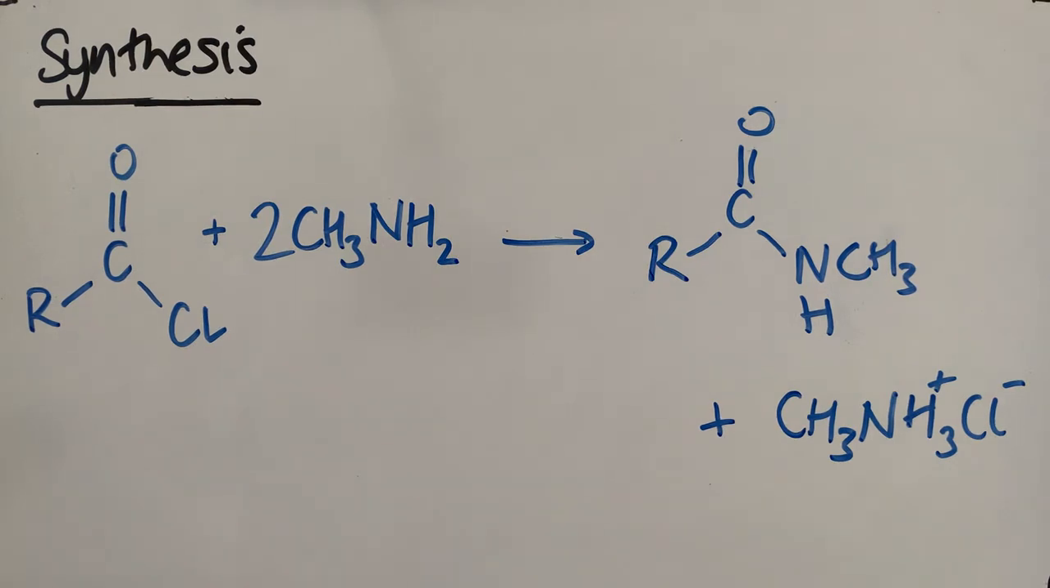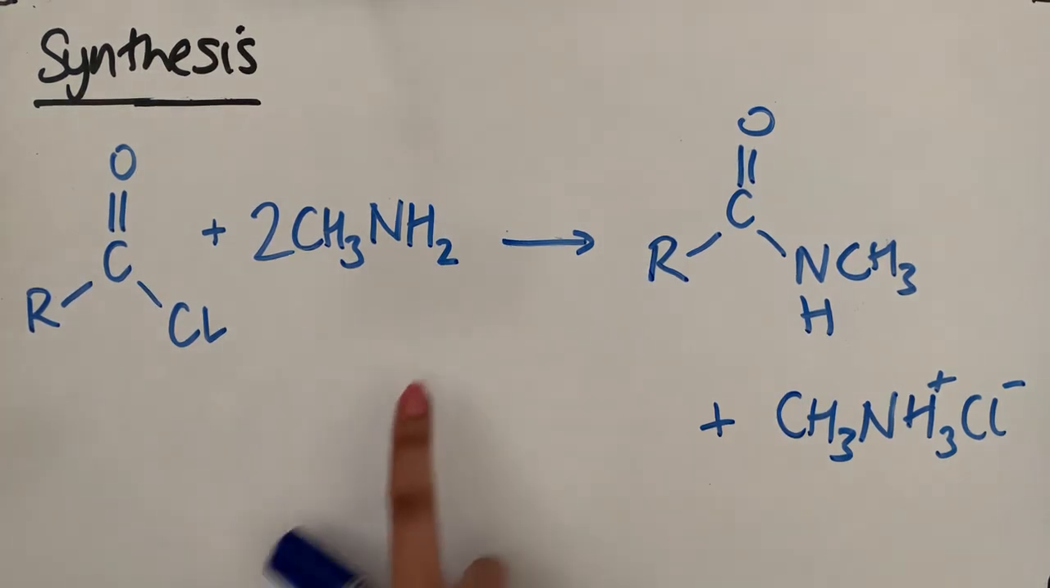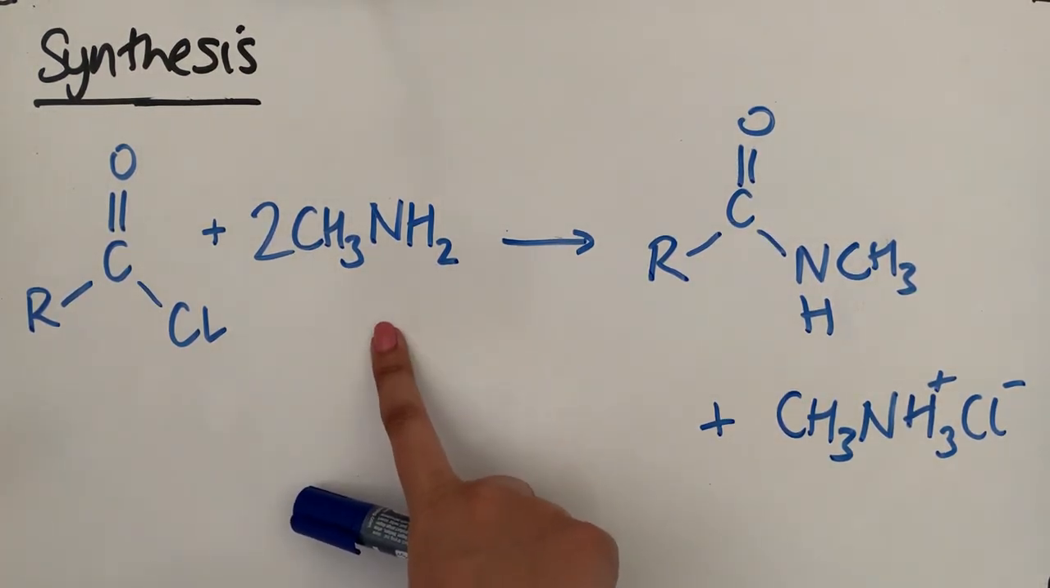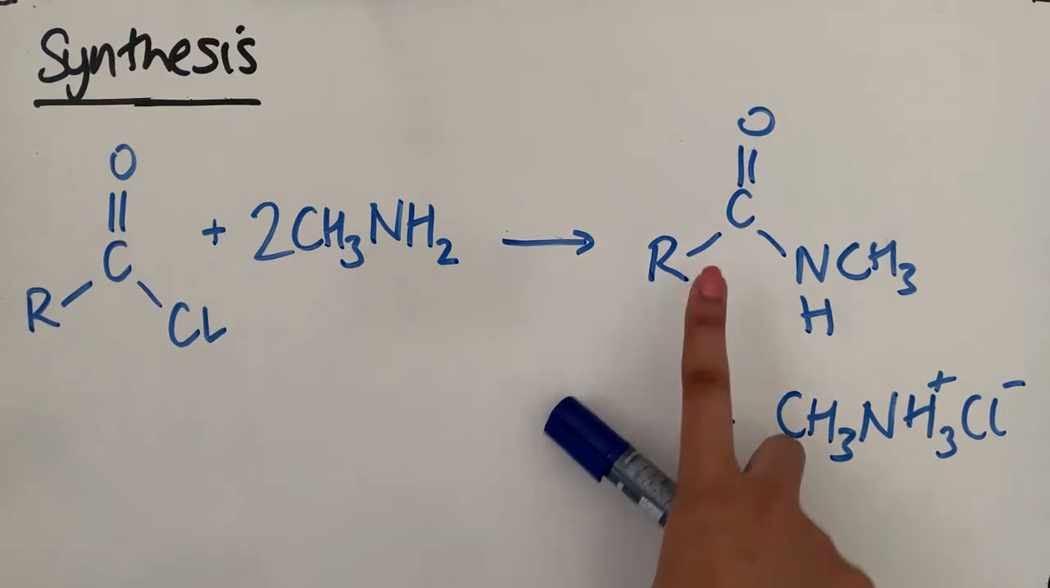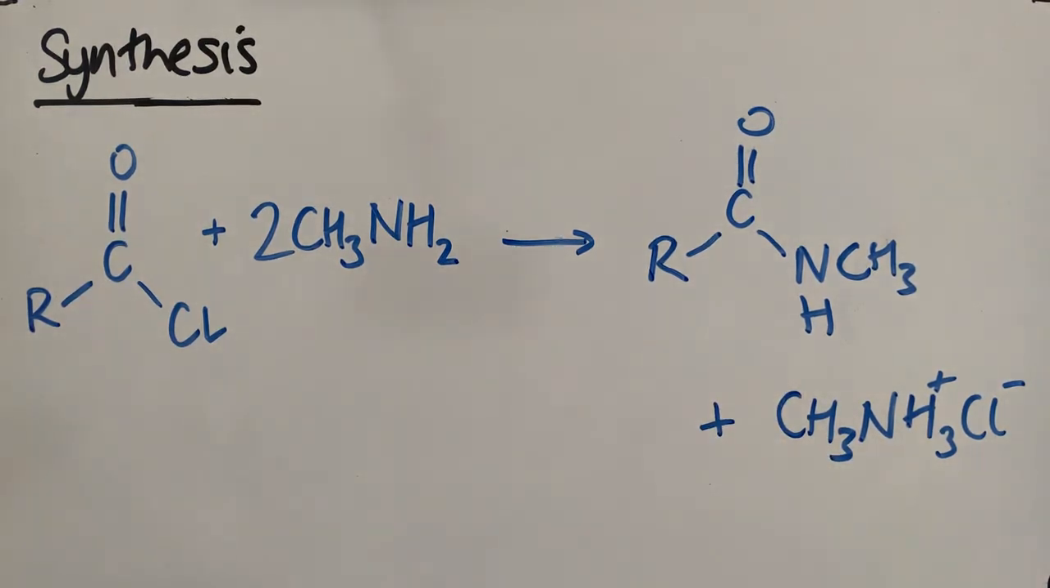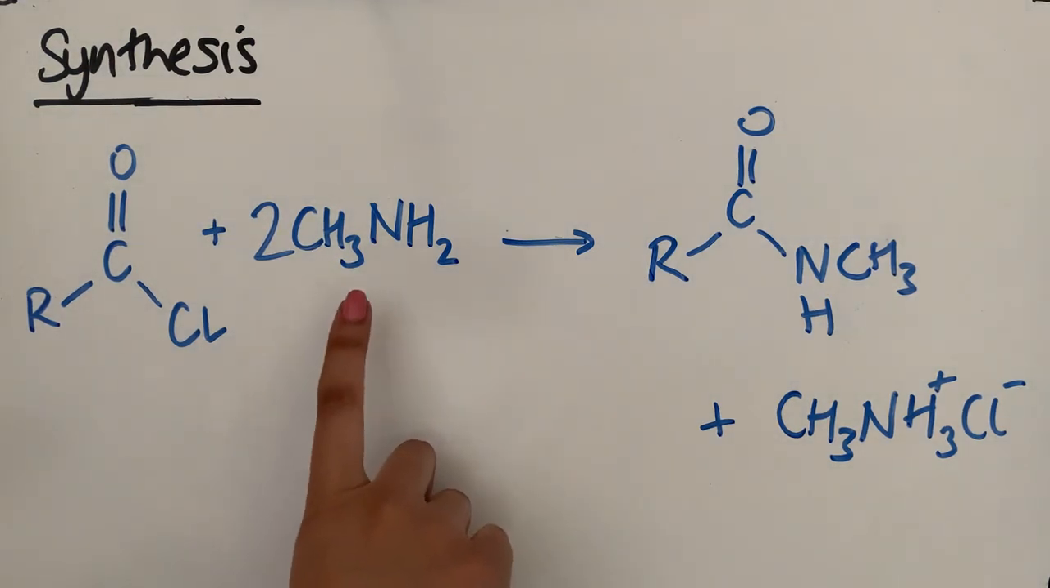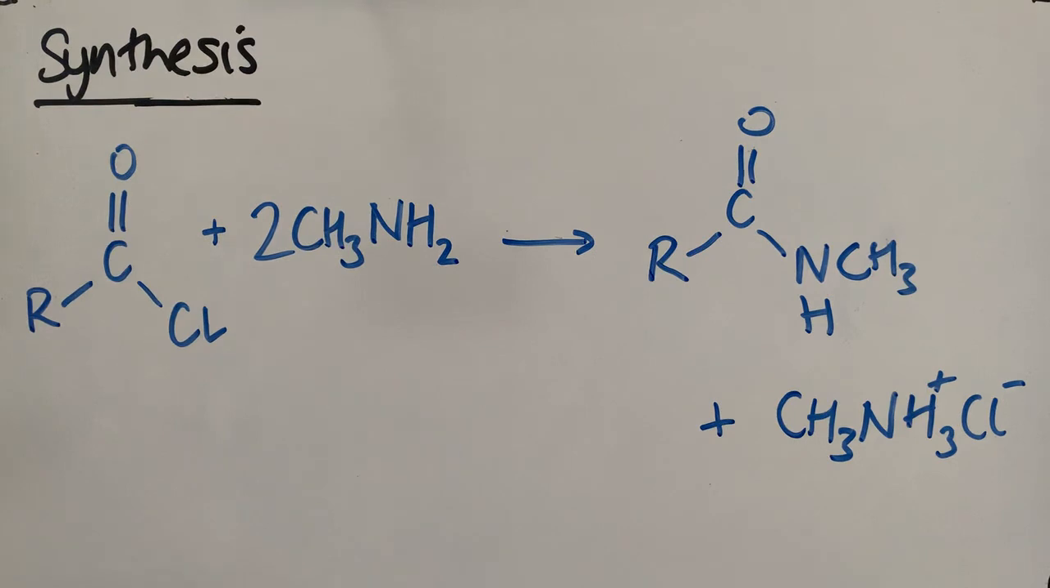So now to make a secondary amide, we react together an acyl chloride with a primary amine. That gives rise to a secondary amide, and our ammonium salt. Just by extension, if I want to make a tertiary amide, I would use a secondary amine, and that's going to give rise to my tertiary amide.